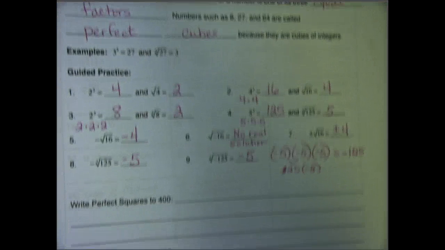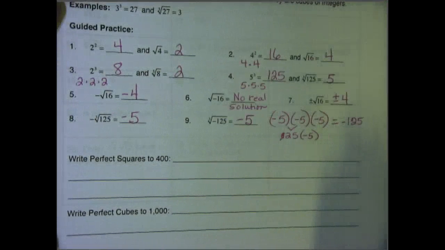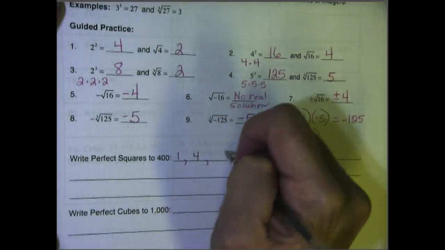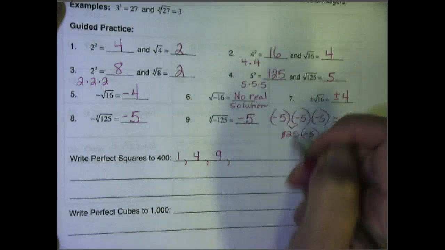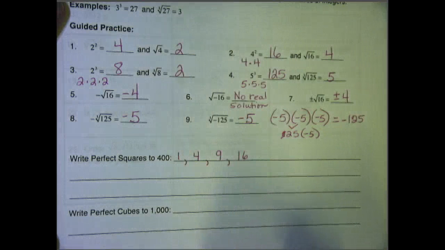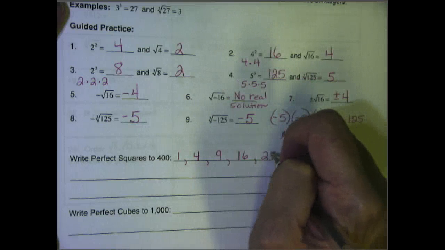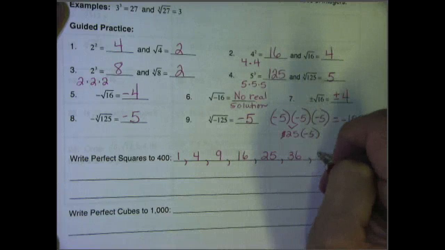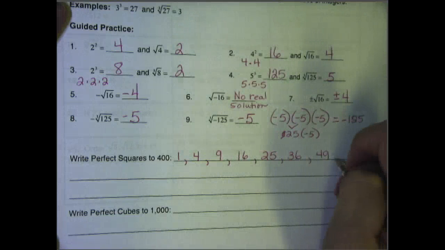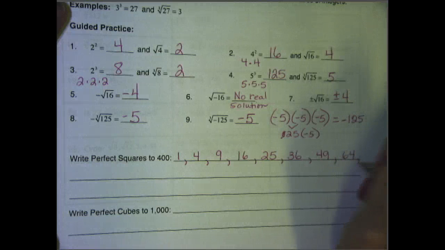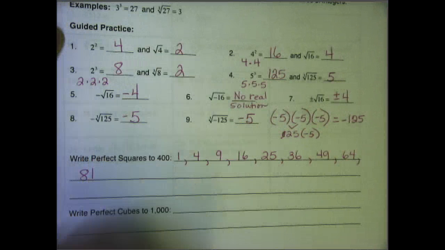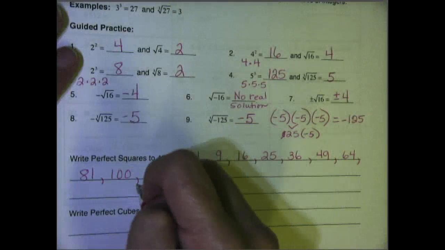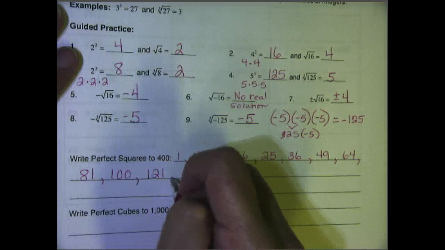Let's write our perfect squares up through 400. We'll start with 1. 1 times 1 is 1. 2 times 2 is 4. 3 times 3 is 9. 4 times 4 is 16. 5 times 5 is 25. 6 times 6 is 36. 7 times 7 is 49. 8 times 8 is 64. 9 times 9 is 81. 10 times 10 is 100. 11 times 11 is 121.